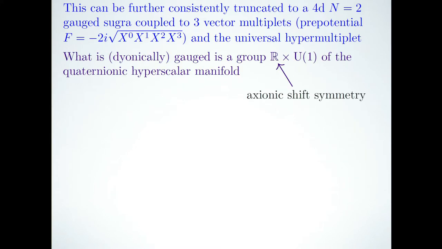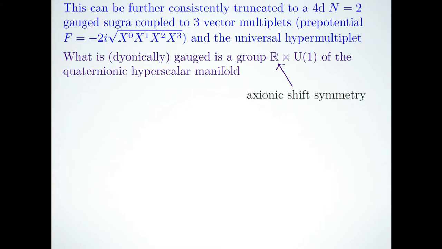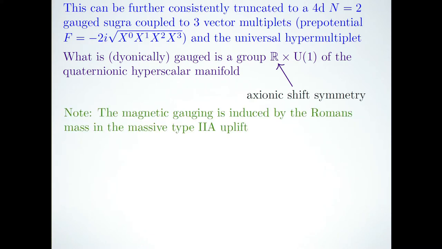And what is dyonically gauged is a group R cross U(1) of the quaternionic hyperscalar manifold, the universal hypermultiplet, where this R corresponds to the axionic shift symmetry. I will show you in a moment. And I said that you get a theory that has dyonic gauging, so electric and magnetic. And where does the magnetic gauging come from? Well, it is induced by the Romans mass in the massive type IIA uplift, right? So this gives you the magnetic gauging in four dimensions.